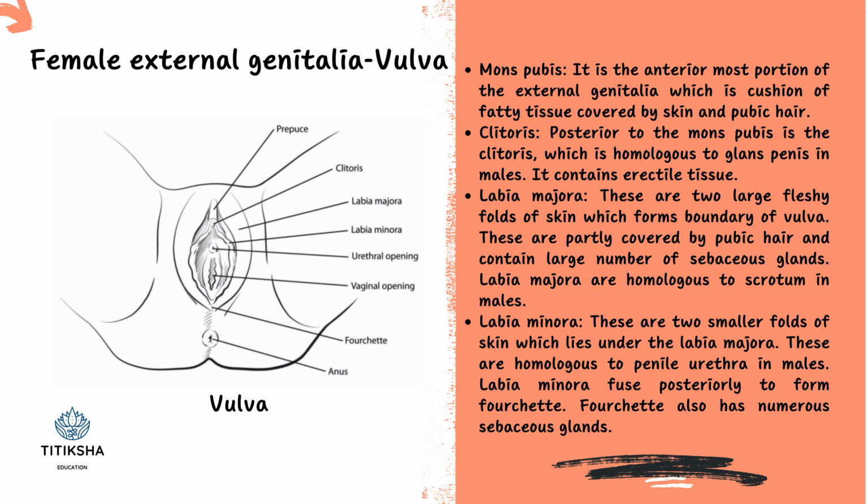Labia majora, these are two large fleshy folds of skin which form boundary of vulva. These are partly covered by pubic hair and contain large number of sebaceous glands. Labia majora are homologous to scrotum in males. Labia minora, these are two smaller folds of skin which lie under the labia majora. These are homologous to penile urethra in males. Labia minora fuse posteriorly to form fourchette. Fourchette also has numerous sebaceous glands.